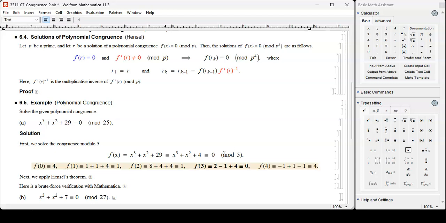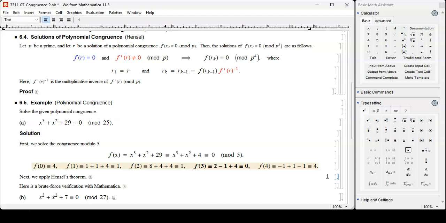All right, for the base case, f of 3, so the r value is 3. And then what do you need? f prime of 3 should be non-zero, otherwise we cannot use Hensel's theorem. And then we need its multiplicative inverse. Okay, that's our first goal. Step 1 is to find f prime of r and then its inverse.